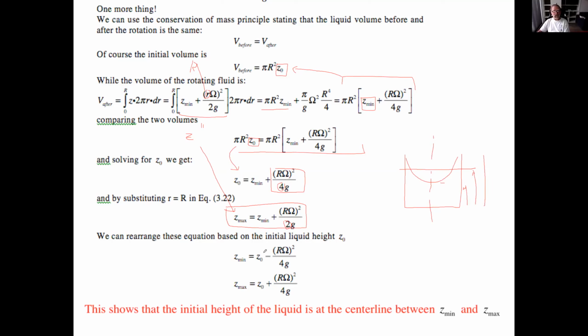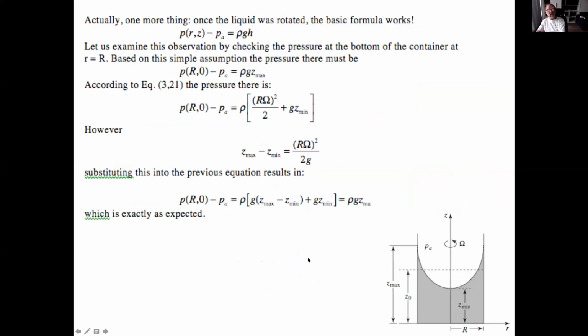So we can simply write it, which I like more this way. Let's say Z0, so Z minimum will go down, while Z maximum will go up by the same amount, which is R omega squared over 4G. Okay? So that's the algebra. Basically it answered all three questions. What is the pressure at any point? And what is the shape of the interface? And what would be the height of the liquid before the spinning started? Okay, very, very simple. If you have no objection, we can continue and do some example.